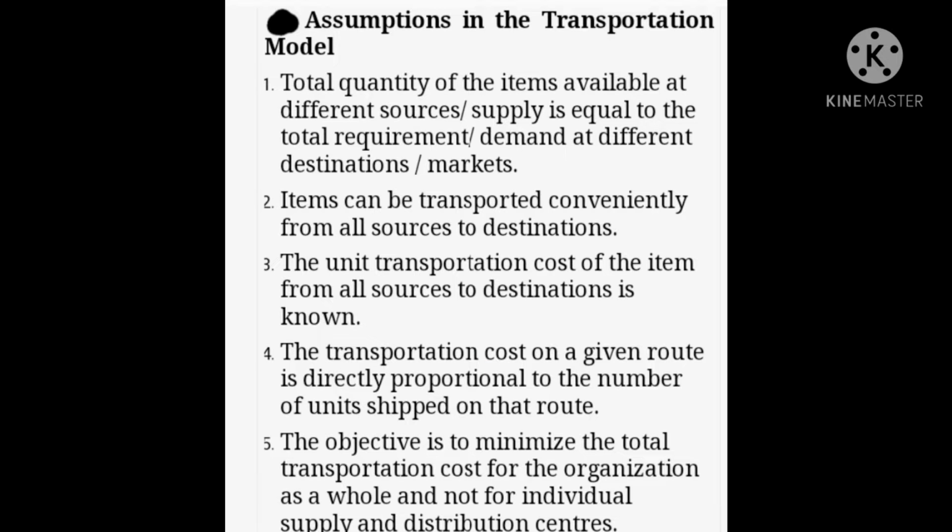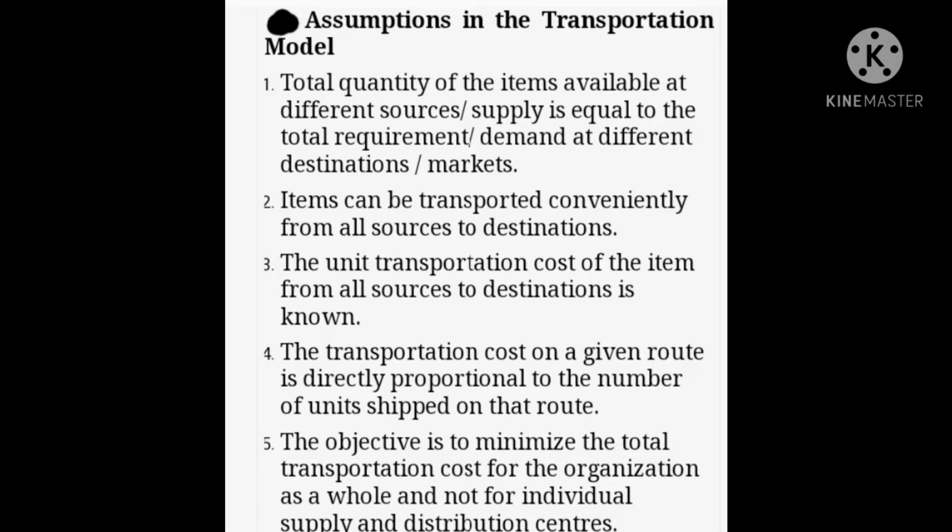Now, for the assumptions in the transportation model, theoretically we consider that the total quantity of the item available at different sources, or supply, is equal to the total requirement, but practically it is not possible. Second, it can be transported conveniently from all sources to destinations. That means there is no backlog, no production delay, and no blockage in the area, so it can be transported easily without any lockdown conditions.